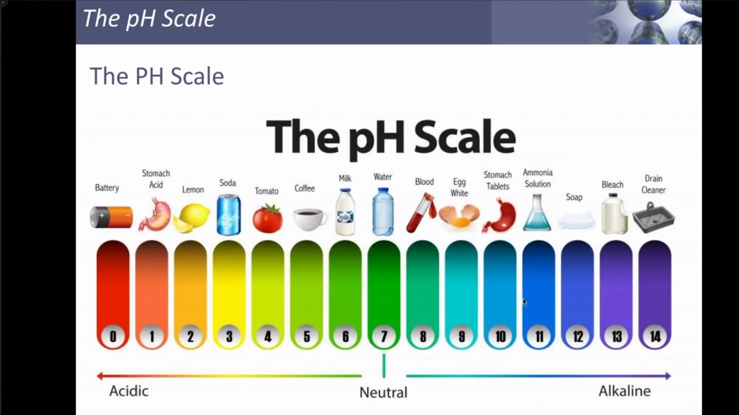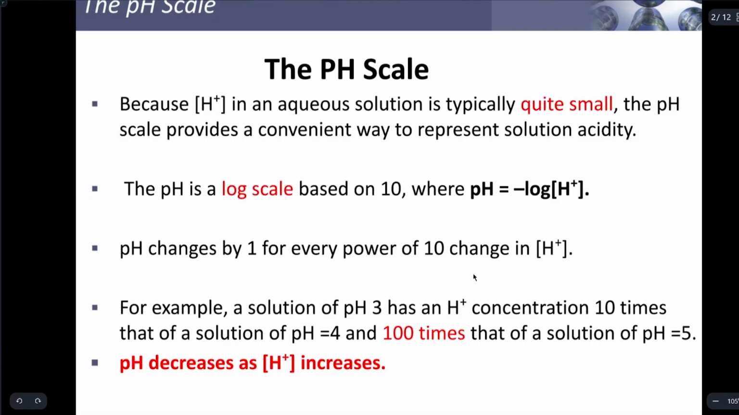Lesson 14.3 will be discussing the pH scale. Firstly, what is the pH scale? Because the concentration of H ions in an aqueous solution is so small, we need a better way to represent the acidity. So we use the pH scale.